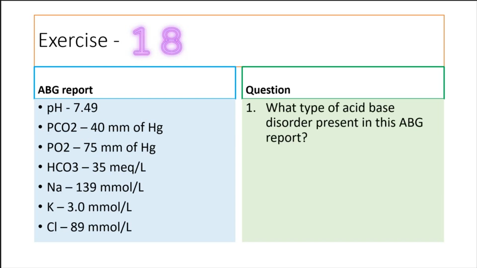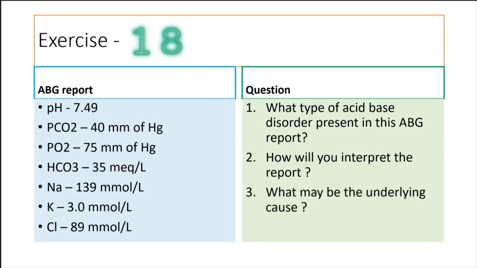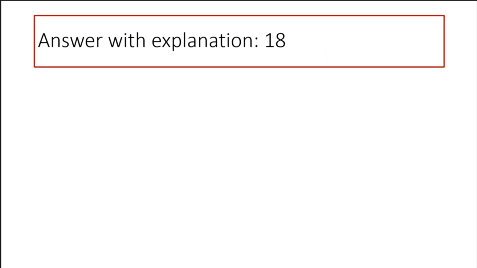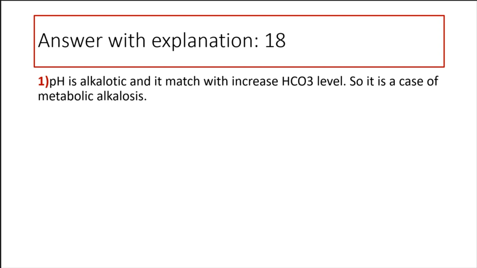Question 1. What type of acid-base disorder is present in this ABG report? 2. How will you interpret the report? 3. What may be the underlying cause? How fast can you solve it? Answer with explanation. 18. 1. pH is alkalotic and it matches with increased HCO3 or bicarbonate level. So it is a case of metabolic alkalosis.